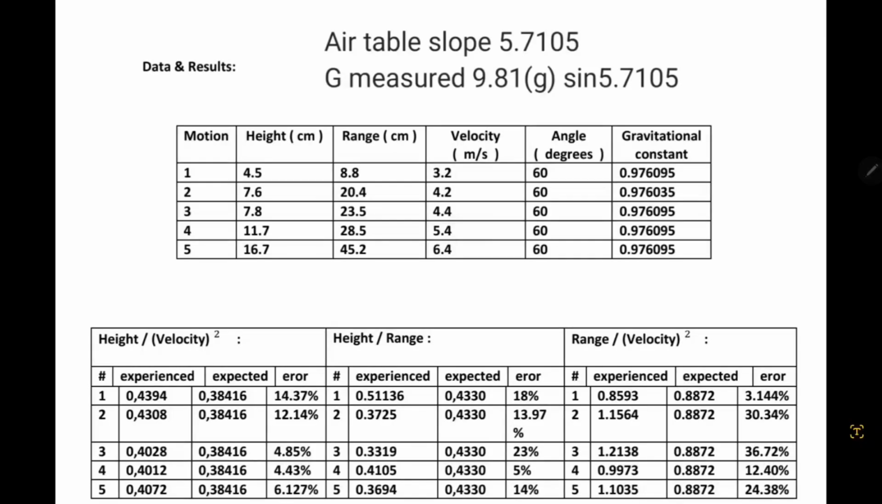Let me do the calculations on the experimental measurements. As a result of this experiment, we see that the expected results are applicable with small rates of error.